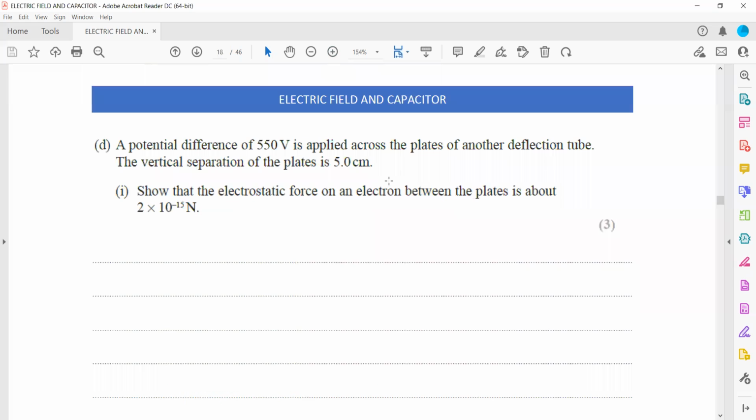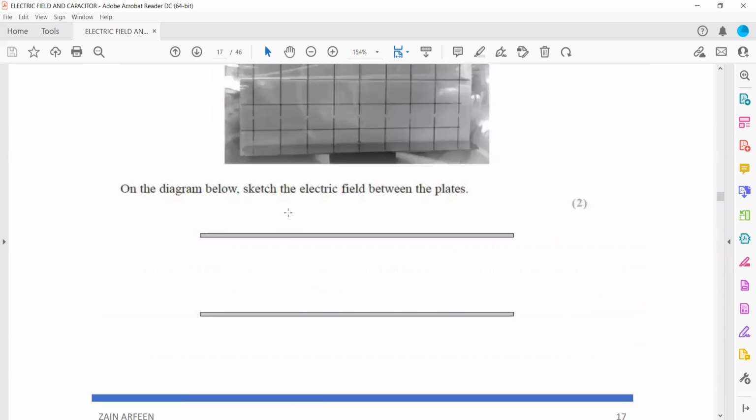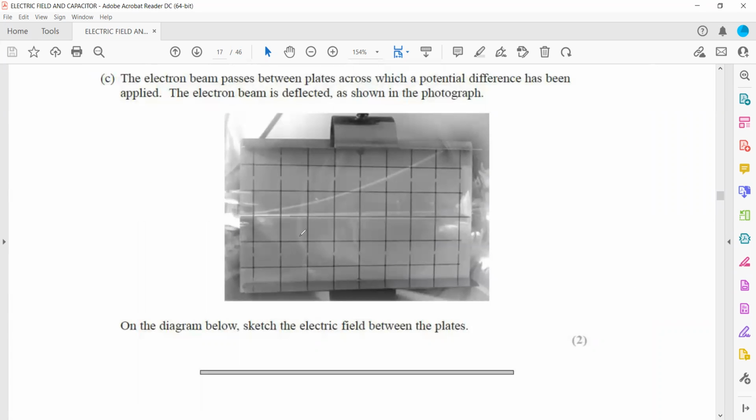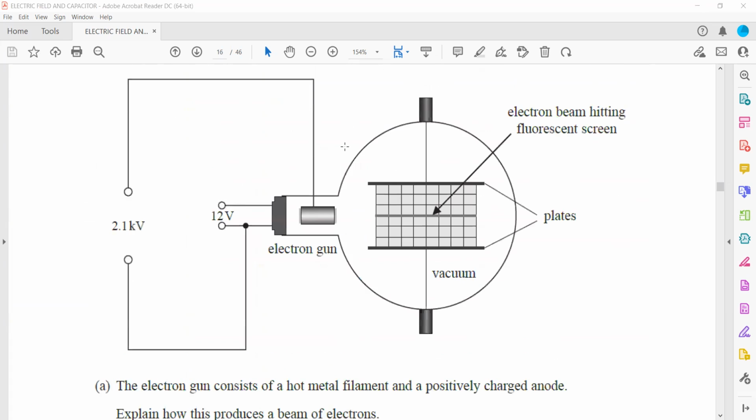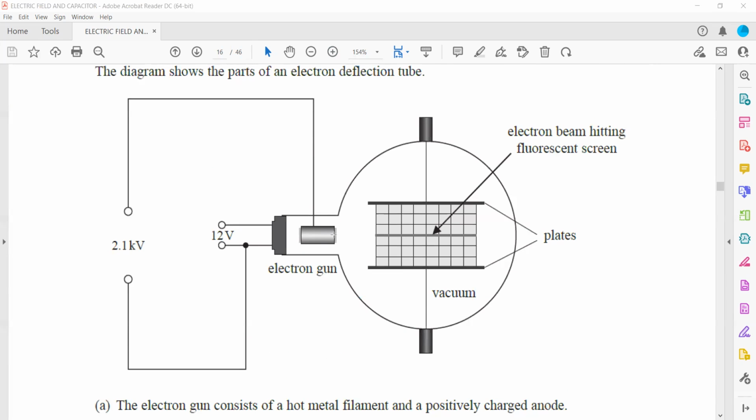In part D, a potential difference of 550 volts is applied across the plates. The vertical separation is 5 centimeters. Show that the electrostatic force on the electron is about 2 times 10 to the power minus 15 newtons. First, when we produce the electrons, they are able to pass through in a straight line. But when we apply the electric field, with the top side positive and the bottom negative, we observe a deflection: the electrons are deviated and change their path.